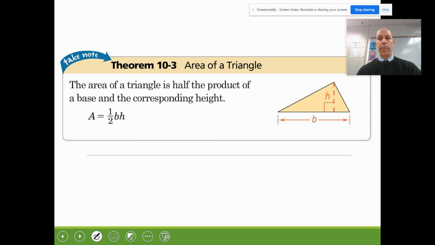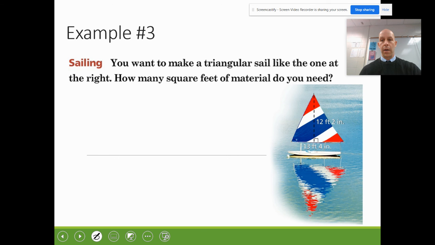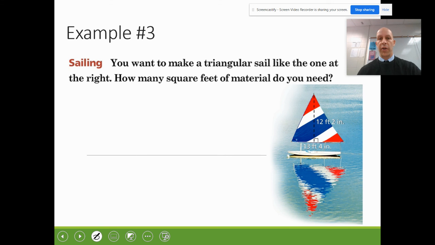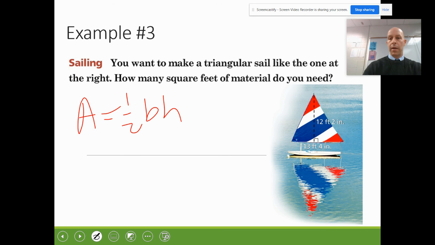All right, the other formula for section 10.1 is the area of a triangle, and I'm sure you're already familiar with it. It is 1/2 base times height. If you're curious about the derivation of this formula, I encourage you to watch the extra video I posted in Canvas. So here we have a triangular sail right here, and we are asked to find how much material we need to make it. So area is equal to 1/2 base times height.